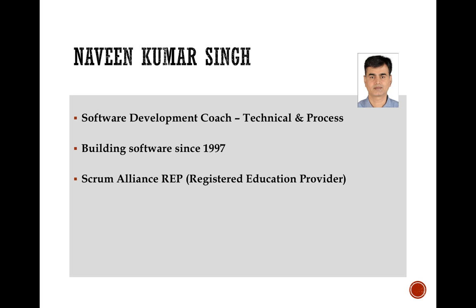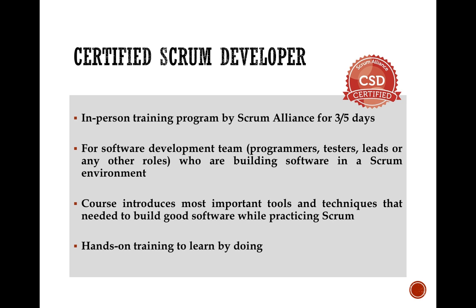Who am I? My name is Naveen Kumar Singh, and I am a software development coach. I provide coaching in the area of agile technical practices as well as processes. I have been in software development for the last 20 years. I have worked as a software developer, software development manager, agile coach, and Scrum master. I am also a Scrum Alliance REP. REP is needed in order to facilitate the Certified Scrum Developer course.